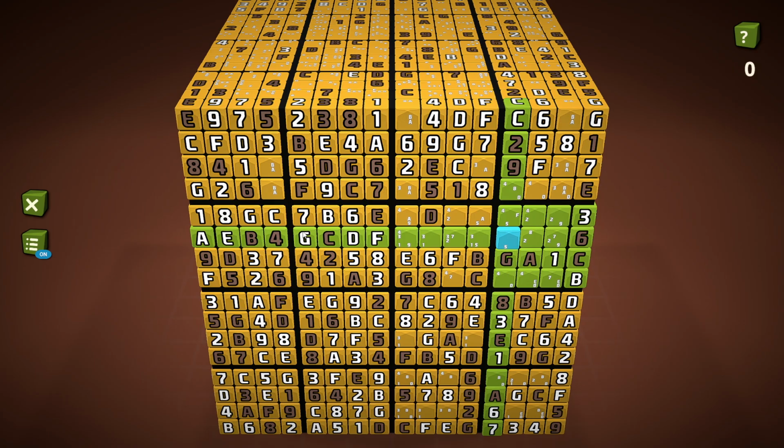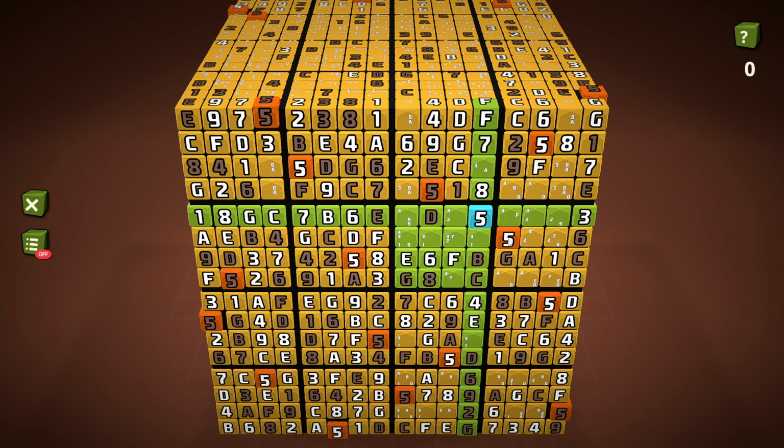3 is below, 4 to the left, 6 down, 7 down, 8 down, 9 above. A in the square, B to the left, C in there, D to the left, E, F, and G. So yeah, it has to be 5. Which means that this one up here has to be a 5.